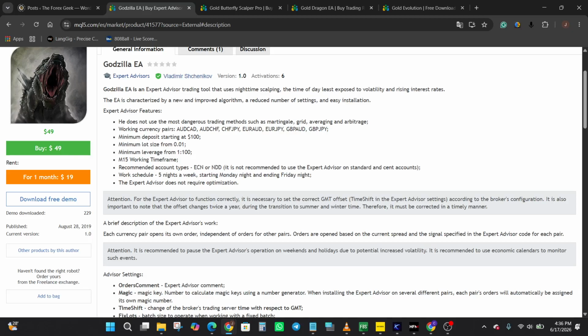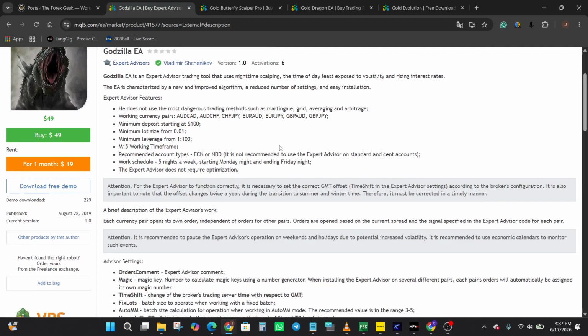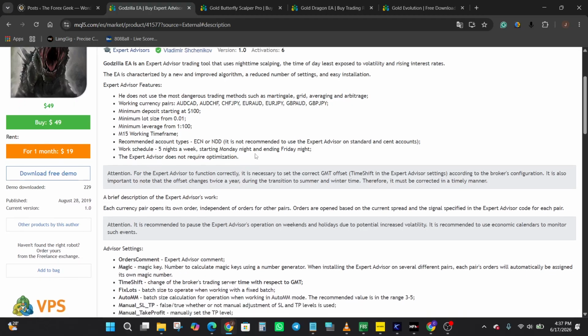One important detail mentioned on this page is that the EA operates during nighttime trading sessions, running 5 nights per week from Monday night through Friday night. There is also a reminder that the GMT offset setting called time shift must be configured correctly according to the broker's server time and updated when daylight saving time changes occur.